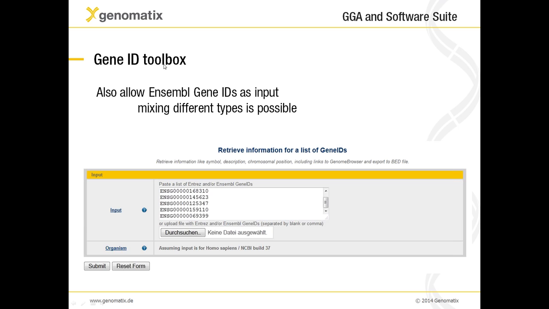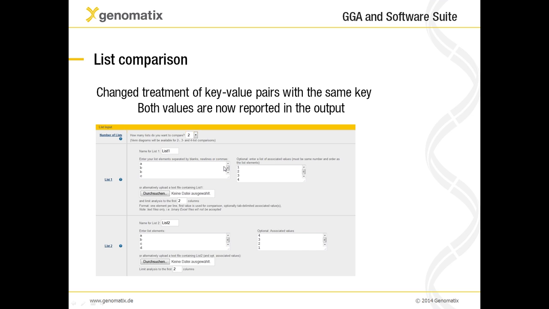In another toolbox, in the gene ID toolbox, you can now also use the Ensembl gene IDs just as you can for the Genomatix pathway system as input, and you can also certainly mix different types, so mix Entrez and Ensembl gene IDs. And lastly, in the list comparison, we now changed how we treat key value pairs where we have the same key more than one time with different values.